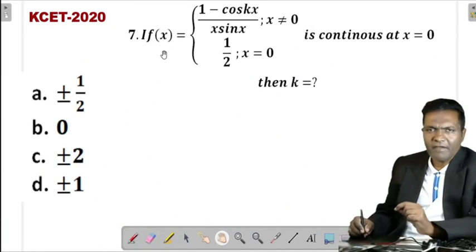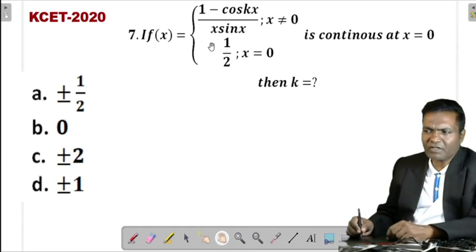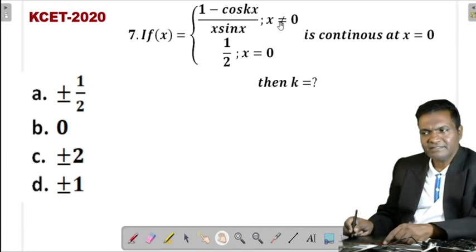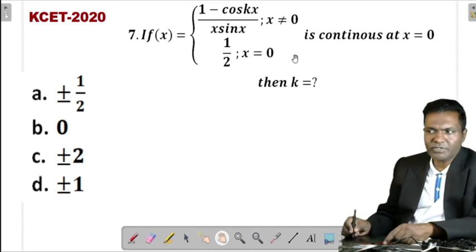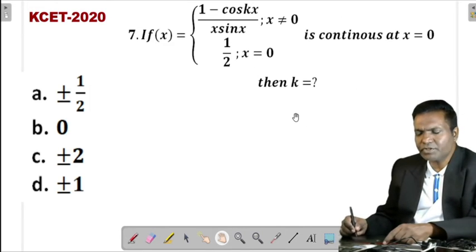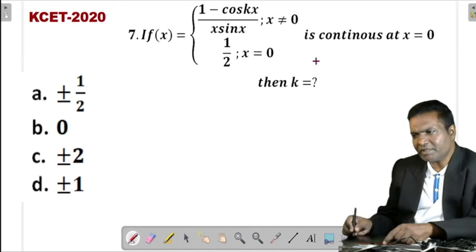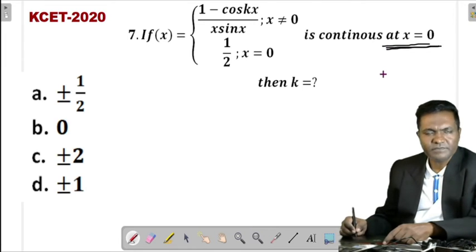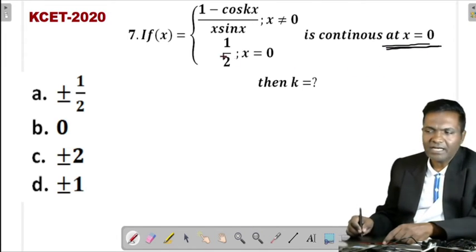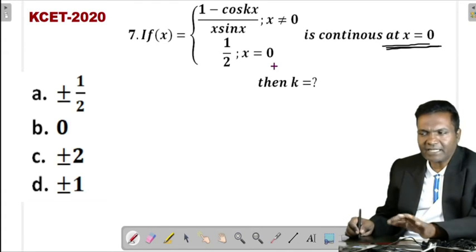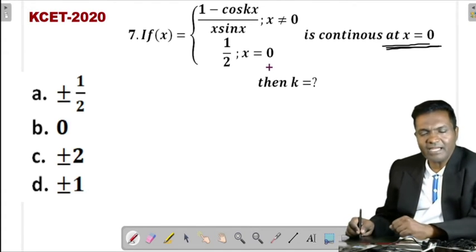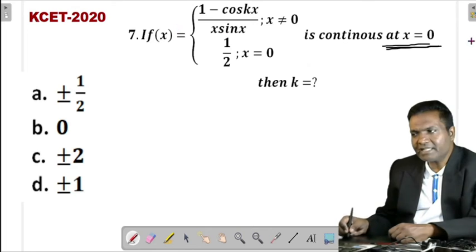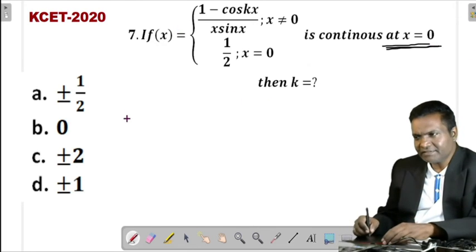If f of x equals 1 minus cos kx by x sin x, when x not equal to 0, and it is 1 by 2 if x equal to 0, is continuous at x equal to 0, then the value of k is how much? See here, if the function is continuous at x equal to 0, that means the left hand limit, right hand limit, and the value of the function at x equal to 0 are equal.